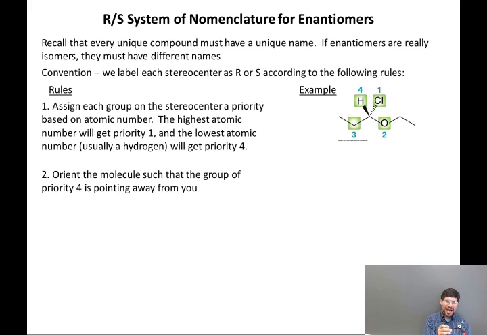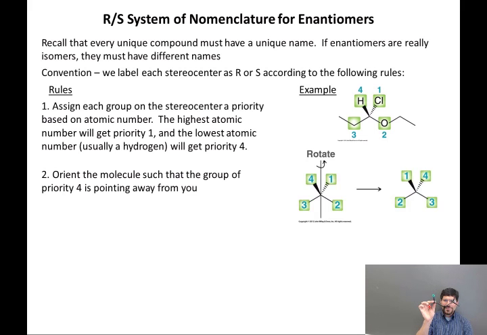Secondly, you want to orient the molecule so that the group of priority 4 is pointing away from you. Again, these are not rules that I made up. They're technically called the Cahn-Ingold-Prelog rules, after the three men who developed them. They made some arbitrary decisions, but as long as we agree on those arbitrary decisions, we'll all be fine and we'll be able to talk to each other and have the same meanings for R and S. So we point the molecule so that the group of priority 4 is pointing away from you.